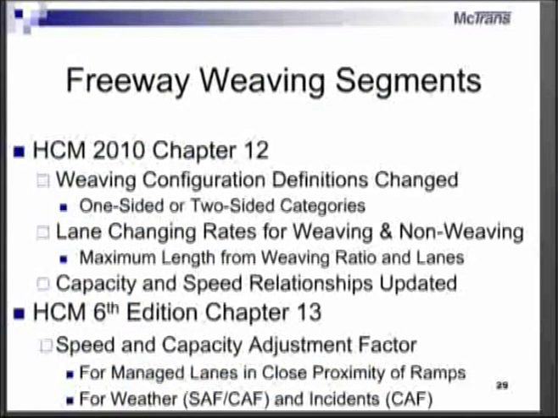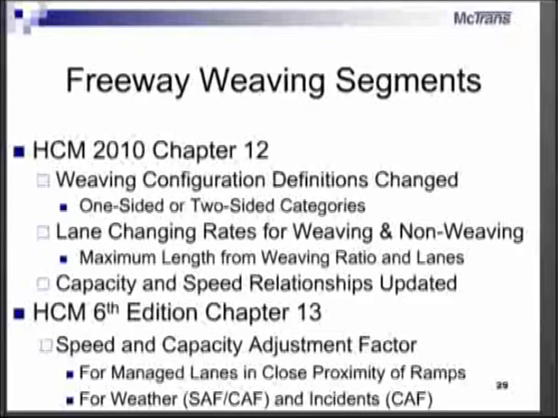Weaving. What happened in 2010, as I mentioned, was so dramatic. It changed almost the entire procedure. You can do one-sided, two-sided weave, left side weave, right side weave. What the thing was based on is lane changing rates. How many lanes does the vehicle have to change in order to make the weave, and how many vehicles are doing that? That generated the rate. The maximum length was changed from a static 24,500, which could not be right. It had to be a function of weaving traffic and number of lanes. And so now there's a new equation to get that maximum length as a function of those 2 parameters.